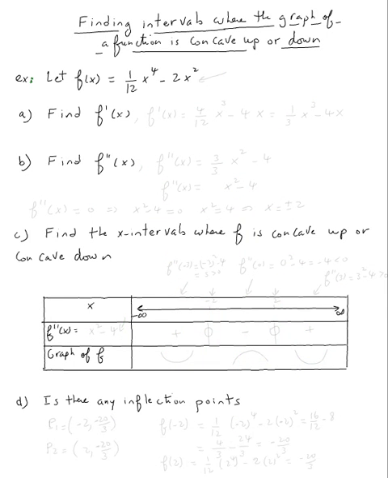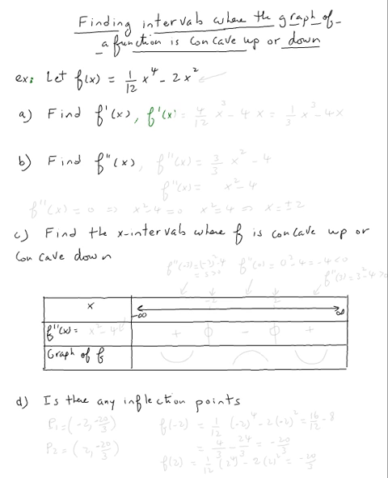This is an example where the topic will be finding intervals where the graph of a function is concave up or concave down. So let's do this example. Let f of x equal 1 over 12 x to the fourth minus 2x squared. And then first question, we need to find the derivative, f prime of x.